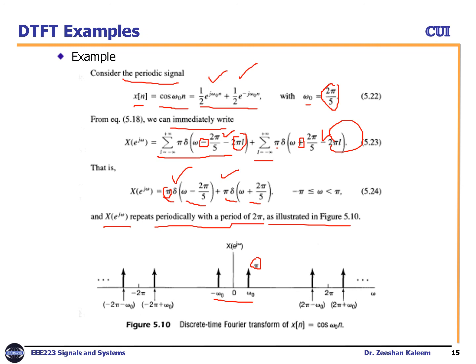And similarly, it repeats after 2 pi, so it is centered at 2 pi plus omega naught and 2 pi minus omega naught on the positive side. Similarly, on the negative side of the axis, minus 2 pi plus omega naught, minus 2 pi minus omega naught. So this was the example to discuss the discrete time Fourier transform of a periodic signal cos(ω0 n). And similarly, for other types of periodic signals, you can use the same equation to find the Fourier transform as well.